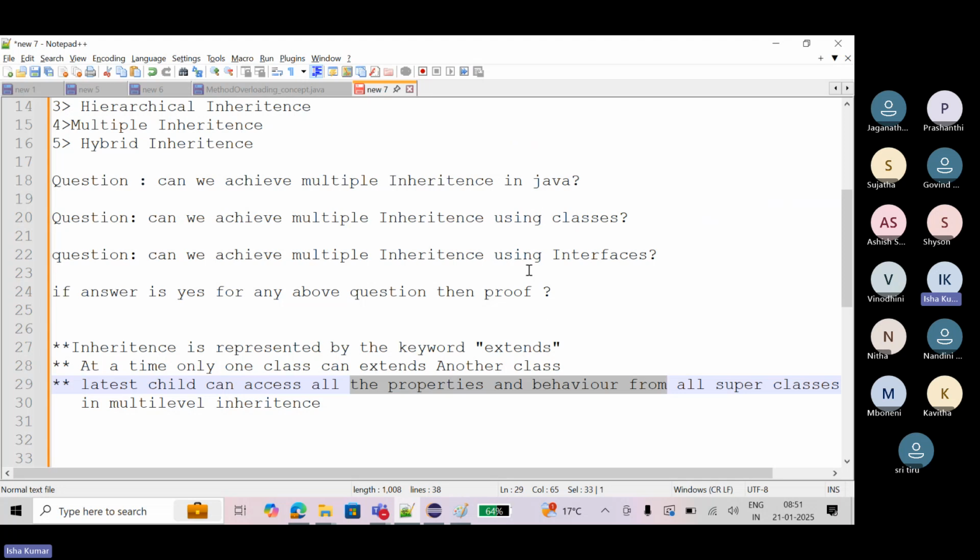Write it here. Don't forget this. Good boy.